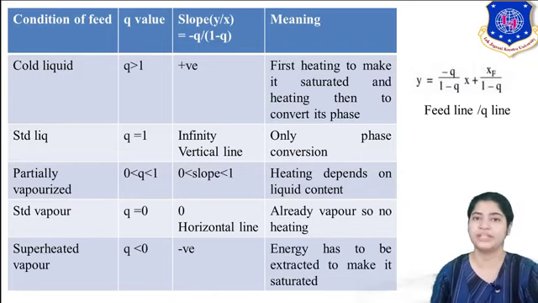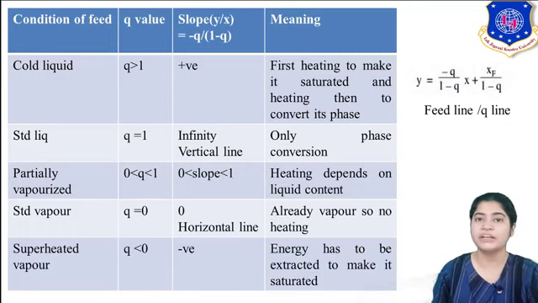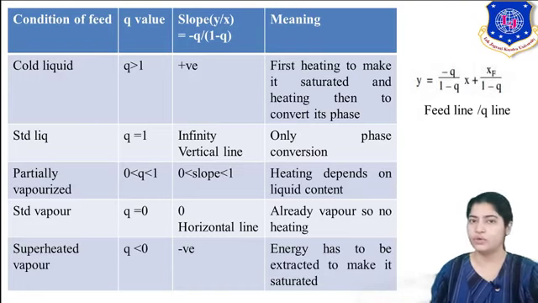Second is your saturated liquid. Okay. It means q is equal to 1. The significance is what? Now only that much amount of heat has to be supplied such that phase conversion occurs. Okay. Note down here the heat required would be what? Latent heat of vaporization. From saturated liquid to saturated vapor. Saturated liquid means it's already at its bubble point. Okay. A little bit of heat supply and it will get converted into vapor.